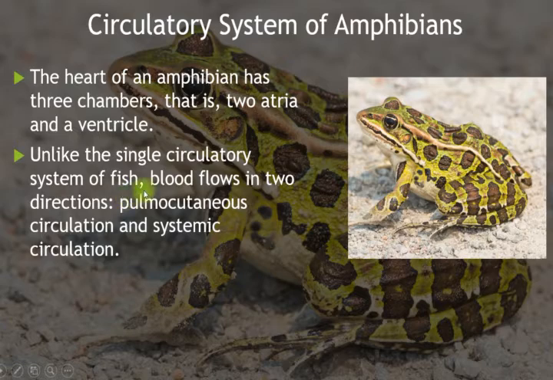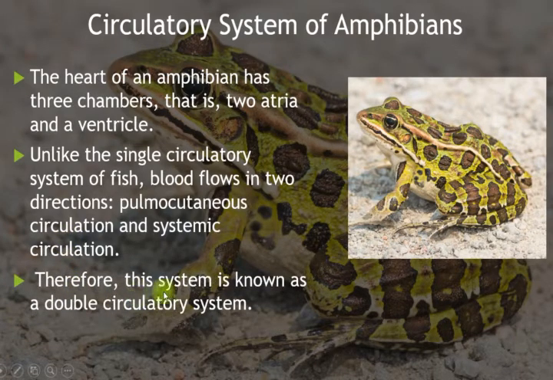Why is the name pulmocutaneous? Because it is a combination of pulmonary, which refers to the lungs, and cutaneous, which refers to the skin. Another one is systemic circulation. Therefore, this system is known as a double circulatory system. Why is it known as a double circulatory system? Because the blood flows in two directions, which are pulmocutaneous circulation and systemic circulation.